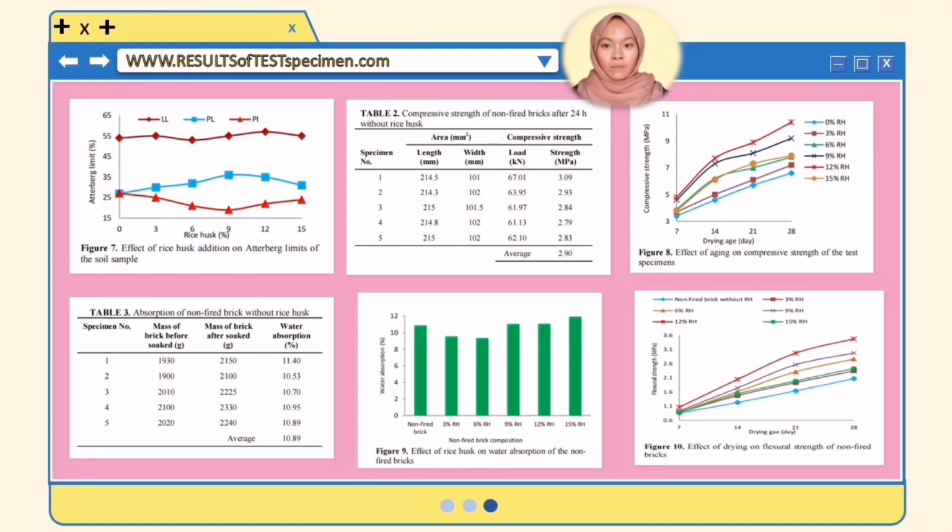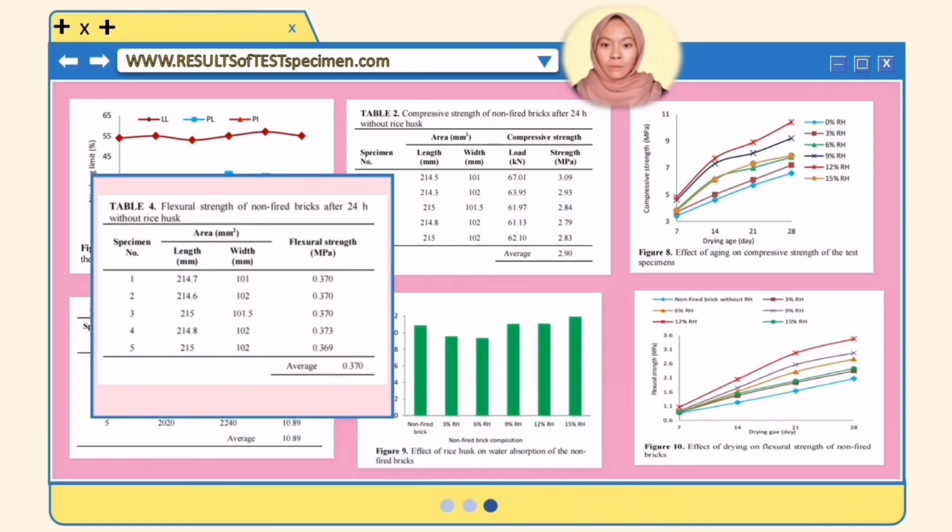Then, Table 3 shows the absorption of the non-fire brick with the rice husk. And Table 4 shows the fractural strength of the non-fire brick after 24 hours without rice husk. Figure 10 shows the effect of drying on the fractural strength of non-fire brick.